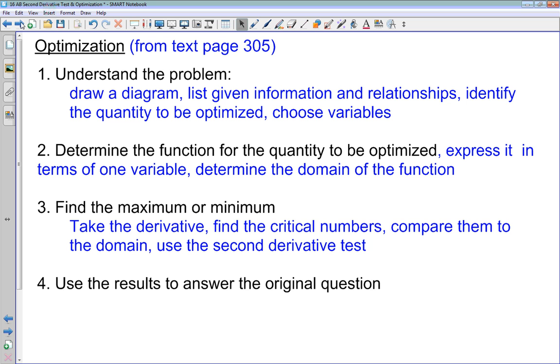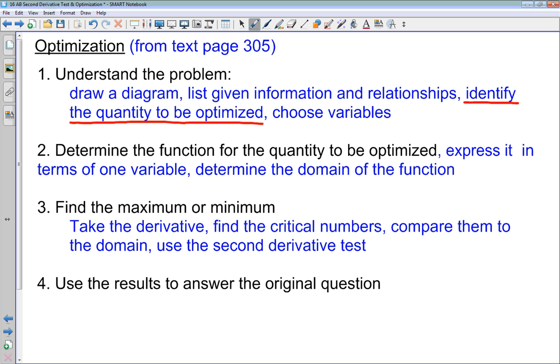First off, we want to try to understand the problem. Now, when we try to understand the problem, we're going to be doing some specific things. We might draw a diagram, we might list the given information, the relationships between the given information. The key one that we are going to do that we haven't done before is identify the quantity to be optimized. Always in these questions, there's going to be something that we're trying to make as big as possible or as small as possible. Okay? And we are going to want to choose specific variables to represent the variables that we have based on what we want to be optimizing here.